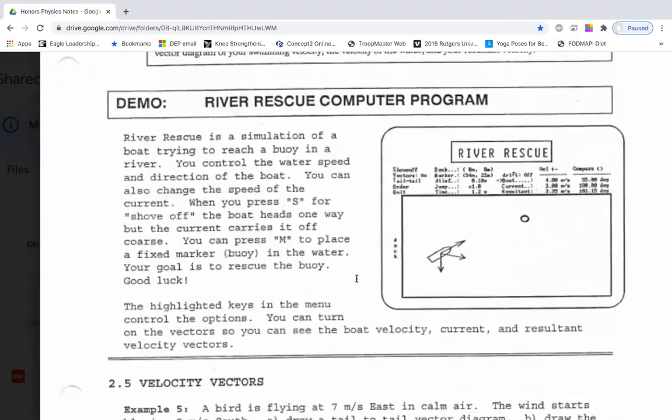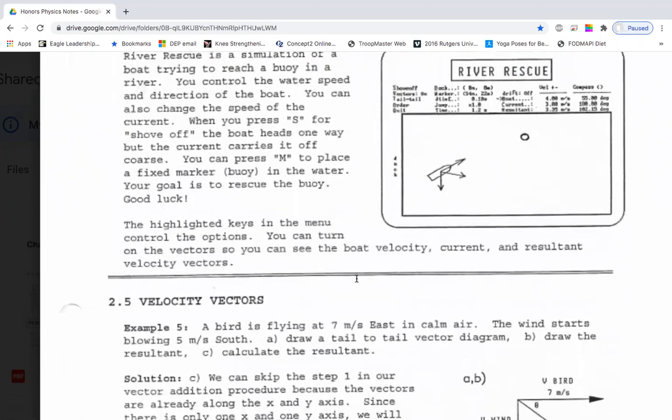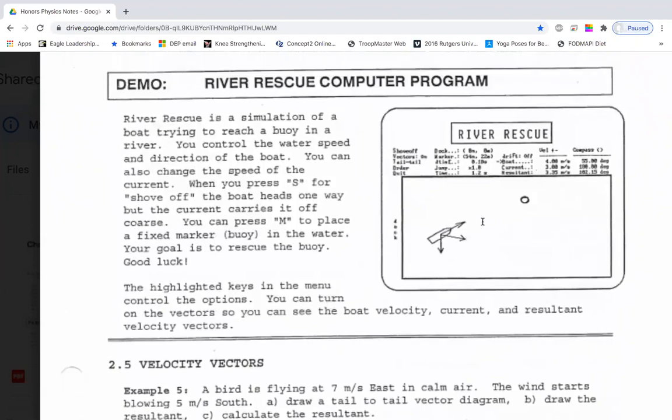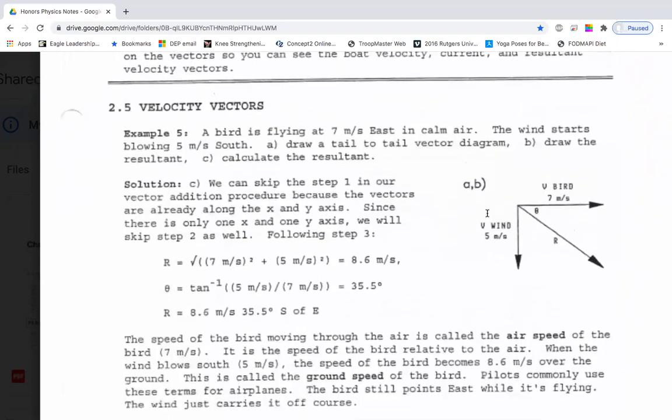Okay, I have another computer program we'll play with that helps us practice visualizing all these vectors. And this is a good example for velocity vectors. We'll pull that up. All right, let's take a look at this example. Another one for you to try.